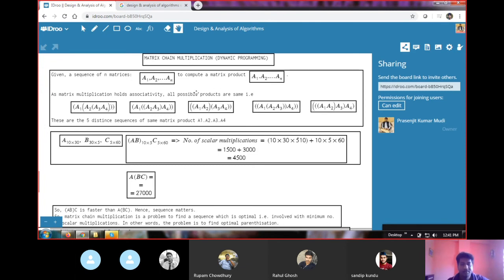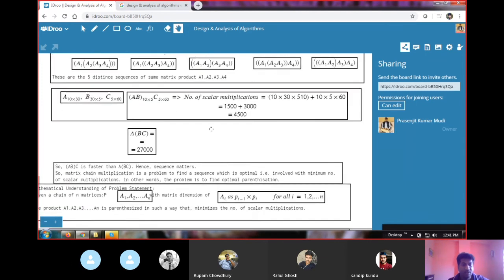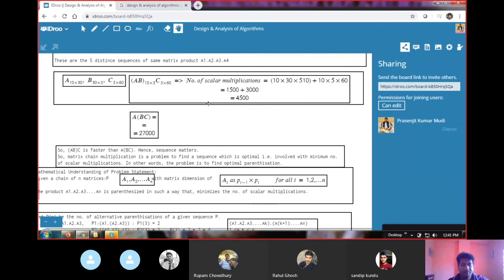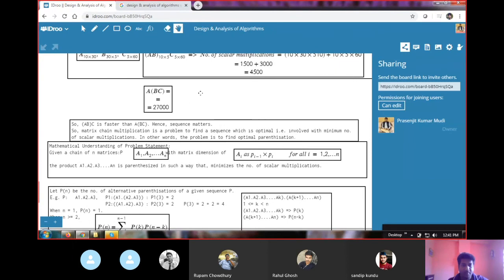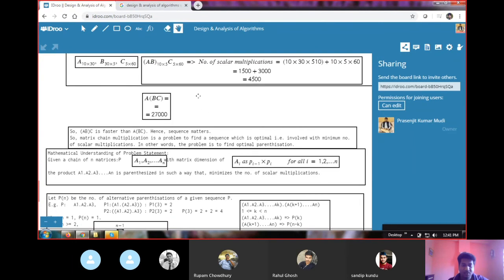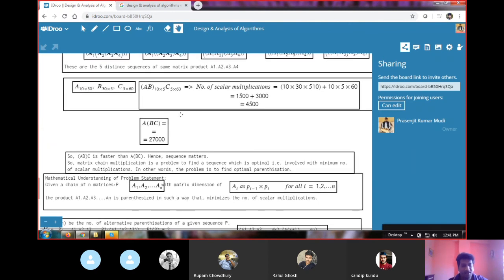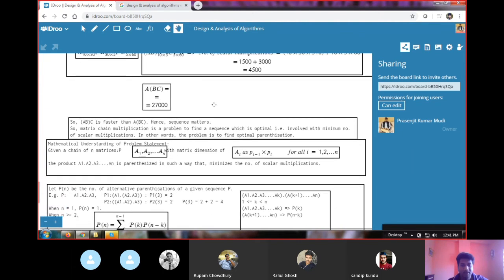We have seen that it is nothing but a parenthesization problem. We know that parenthesization matters because it gives the same product, but the performance in different parenthesizations is different. So we want that parenthesization which involves the minimum number of multiplication operations.